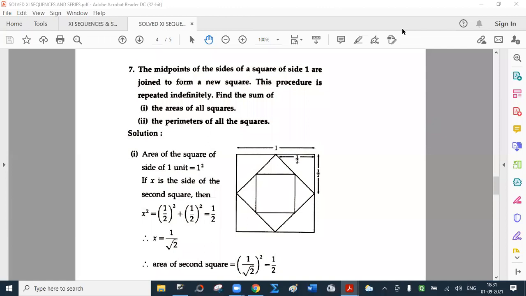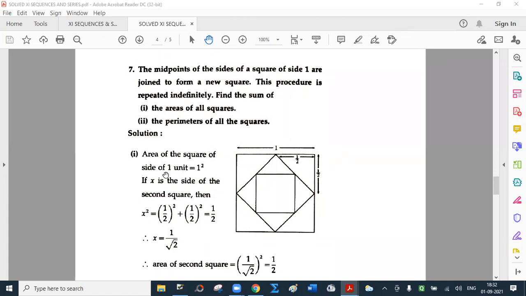Sum number 7. The midpoints of the sides of a square of side 1 are joined to form a new square. This procedure is repeated indefinitely. Find the sum of, number 1, the areas of all the squares. Second, the perimeters of all the squares.